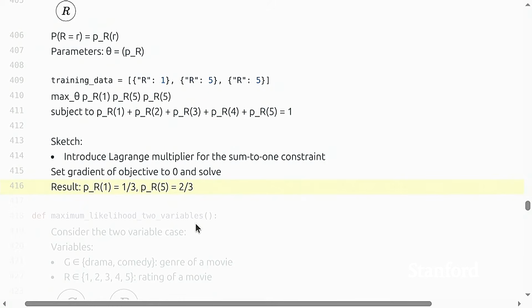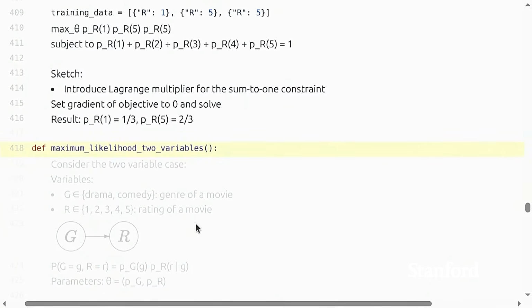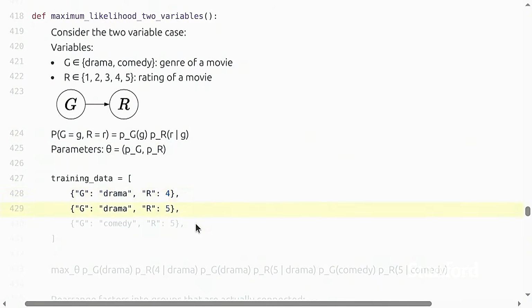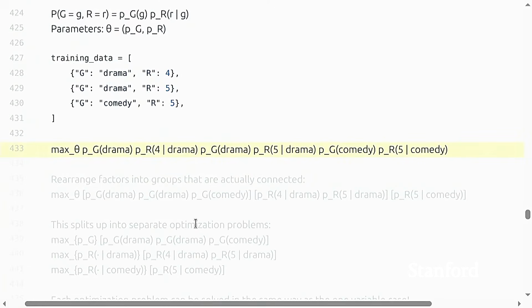So now, in the 2-variable case, let's say you have a genre and a rating. If you look at the probability of your data, it's probability of drama times probability of 4 given drama for the first example, probability of drama and probability of 5 given drama for the second example, probability of comedy, and probability of 5 given comedy. So there are 6 factors corresponding to these 3 examples.